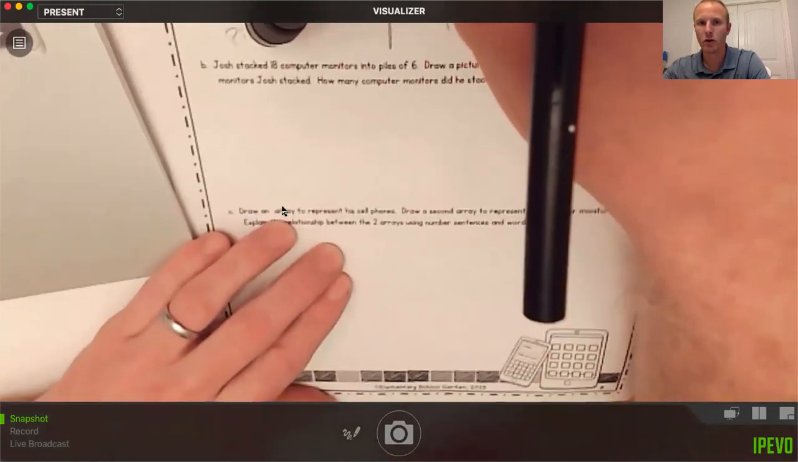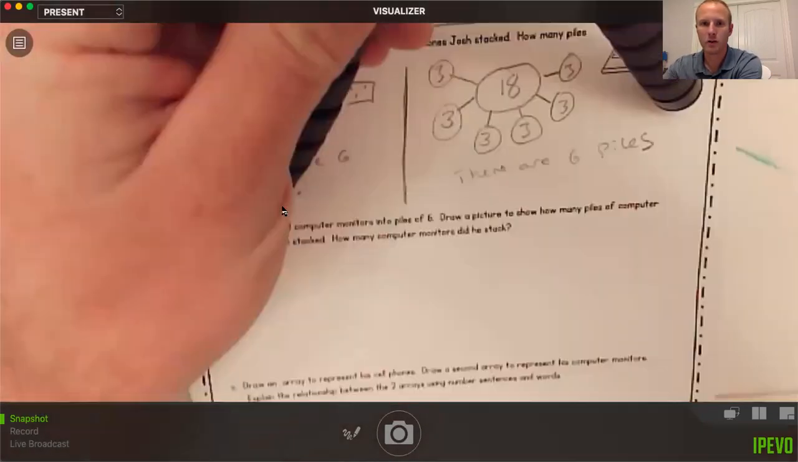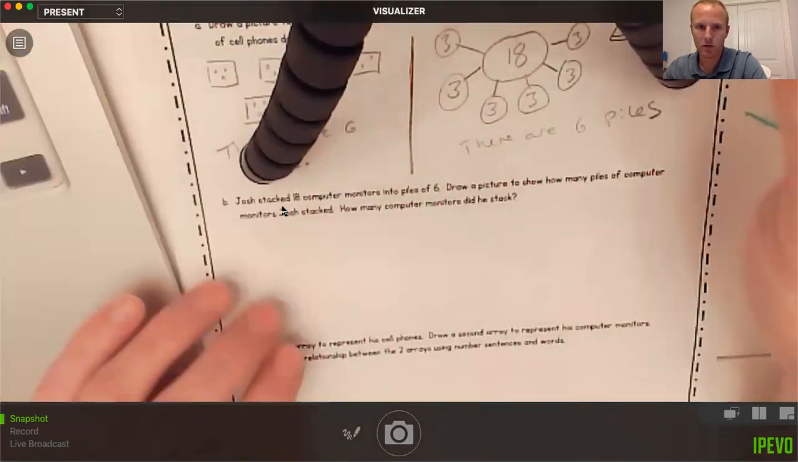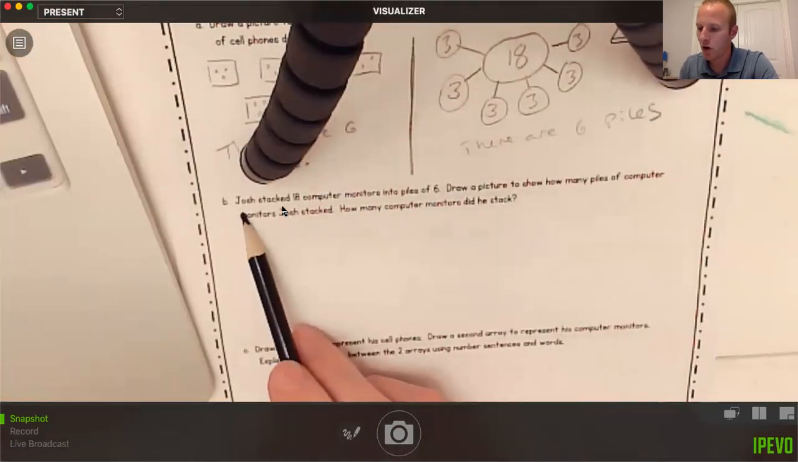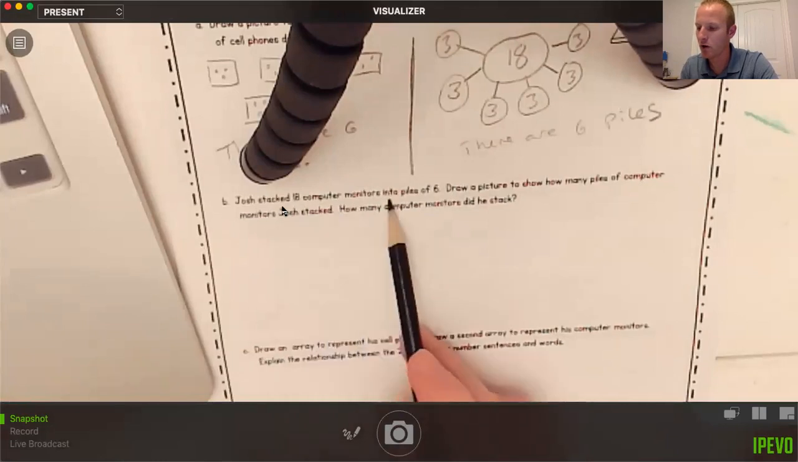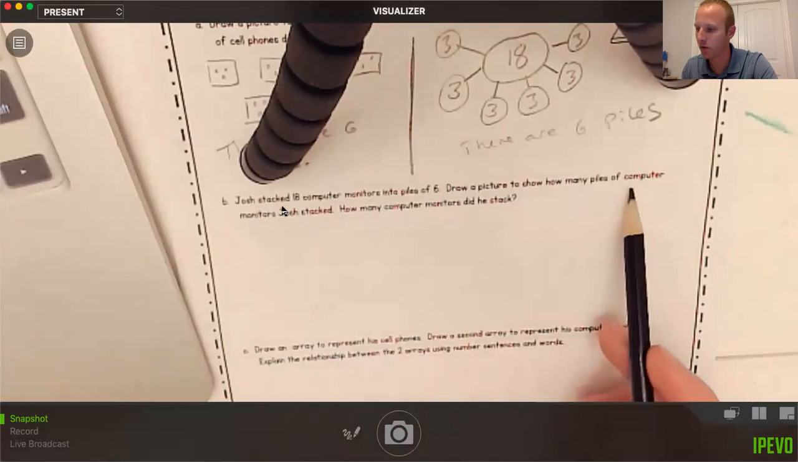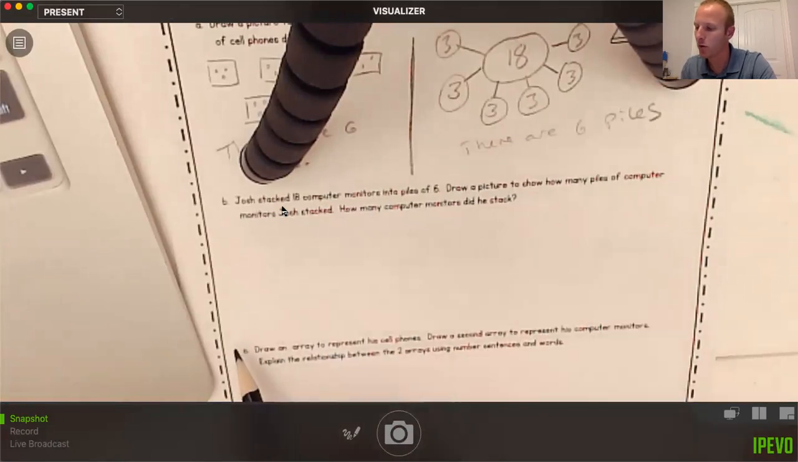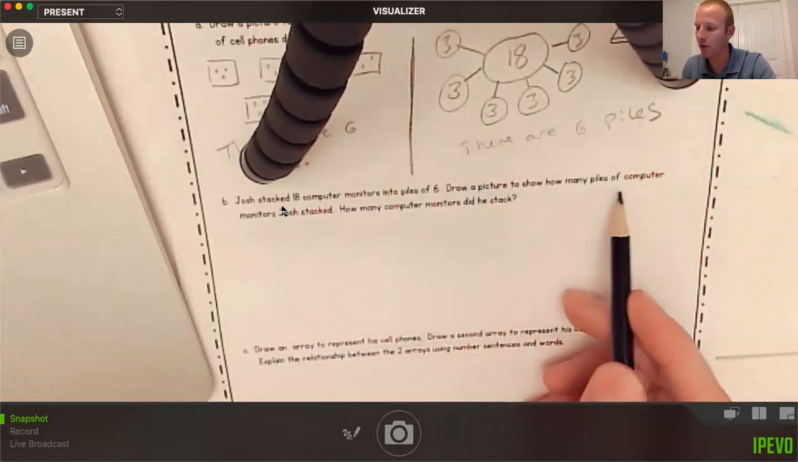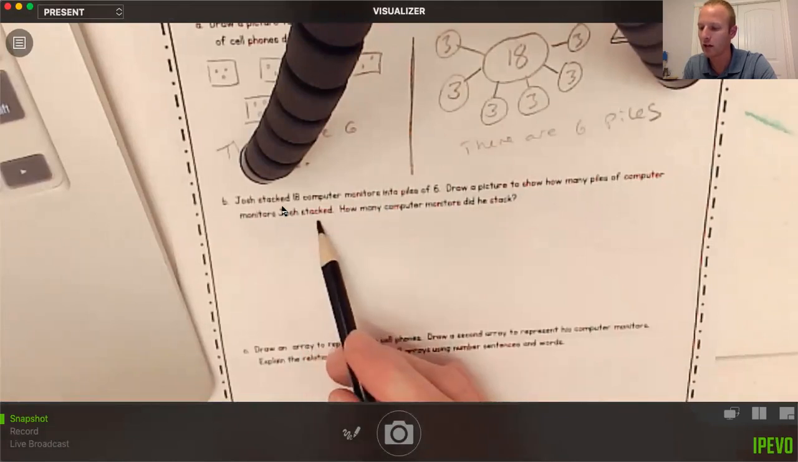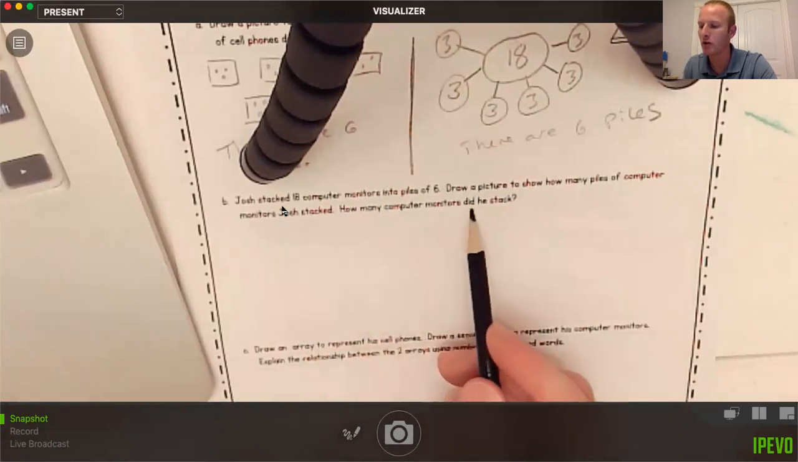This is a little more blurry than I would have liked, but hopefully you can see it okay. Josh stacked 18 computer monitors into piles of 6. He draws a picture to show how many piles of computer monitors Josh stacked. How many computer monitors did he stack?